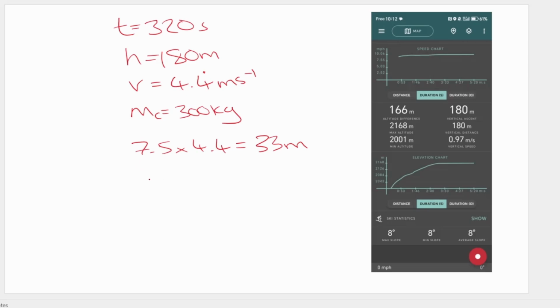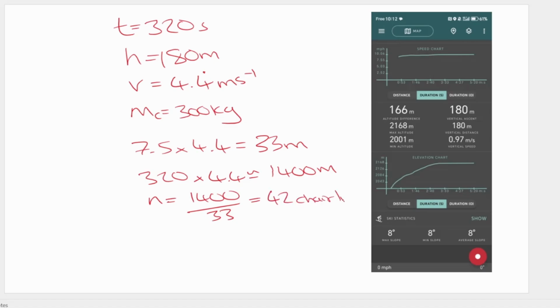And the total distance we know is going to be equal to 320 multiplied by the speed, 4.4 meters per second, which is approximately 1,400 meters. So the number of chairlifts, which we called n, is approximately 1,400 divided by 33. It's not going to be a nice number, but I'll just get a rough idea. So I make approximately 42 chairlifts.